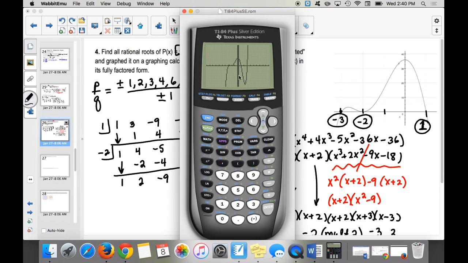All right, so you can do that. I basically made my window -10 to 10, or I could make that even closer. I could do -5 to 5 for my x values, and my y's from -100 to 100. So it's zooming in a little bit more there, so we can see that there's stuff going on.